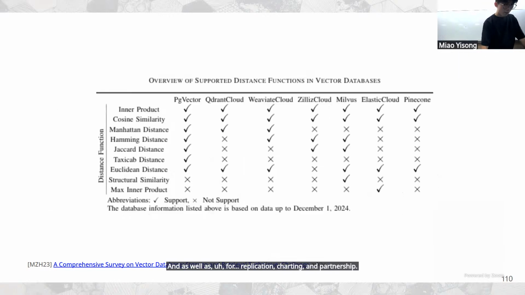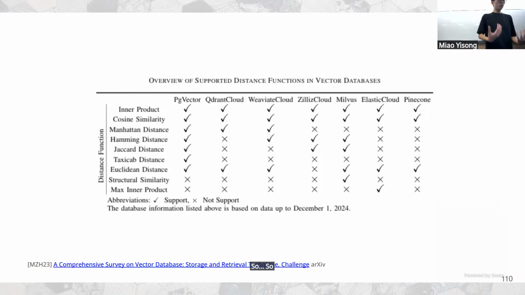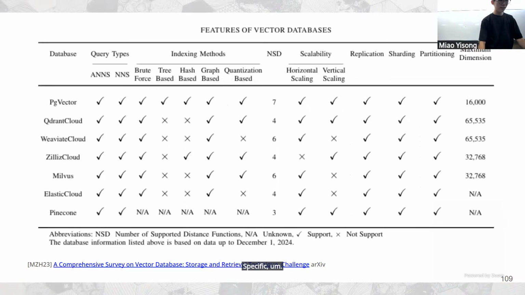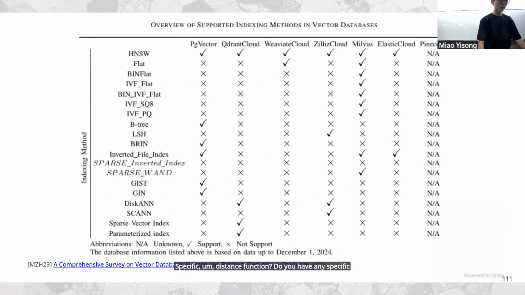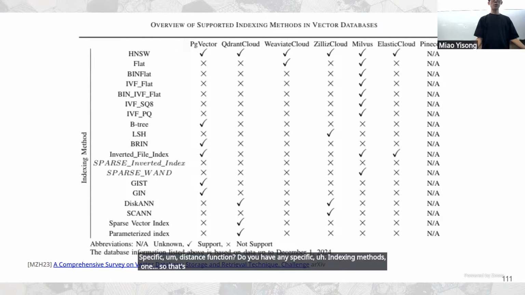So if you have any specific distance function or any specific indexing methods, that's one thing you have to look out for: whether your database can support that.